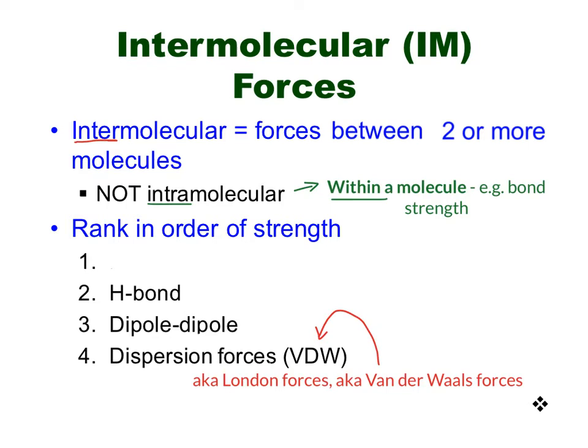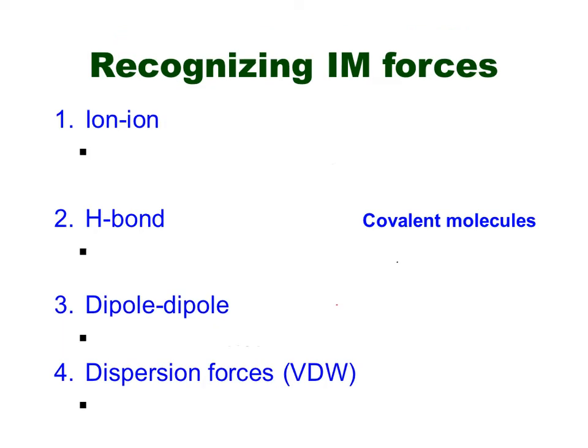The one that sometimes people forget is ionic or ion-ion. That's like whenever you have a charge. So we'll still need to know about ion-ion interactions, but we just won't see them quite as much in this class. So let's talk about how we would recognize each of these different intermolecular forces.